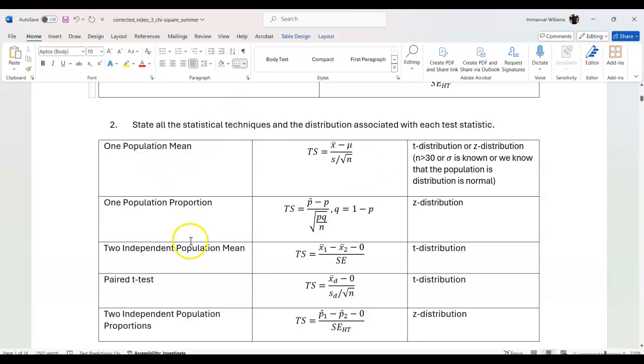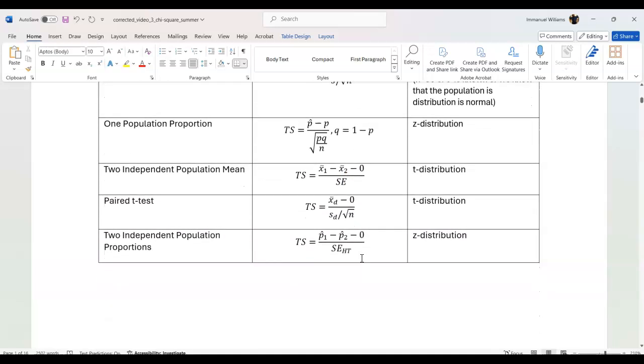The first 2 you should have seen before. And notice for the test statistics for 2 independent population means, paired t-test, and 2 independent population proportions, they all have a what in them? 0 in the numerator. We'll get to that in a moment. Maybe the next question we'll see.